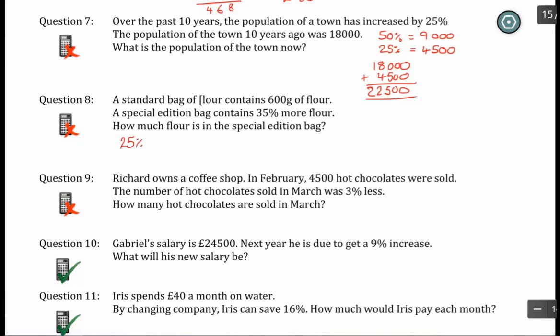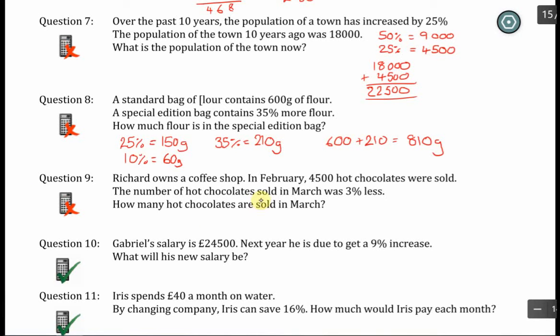25% would be a quarter of 600, so 150 grams. 10% would be a tenth of it, so 60 grams. So therefore 35% is 210 grams if I add those two together. And when I add that onto 600, I get 810 grams.